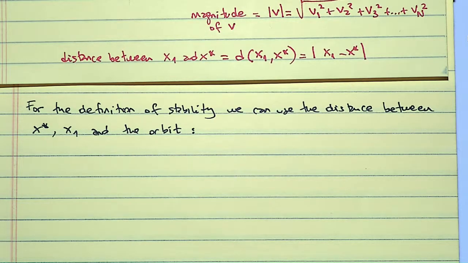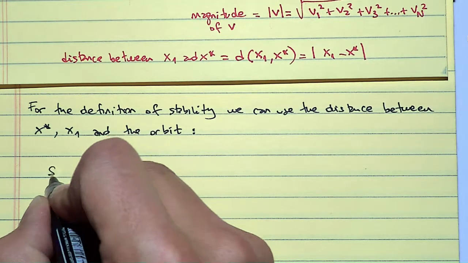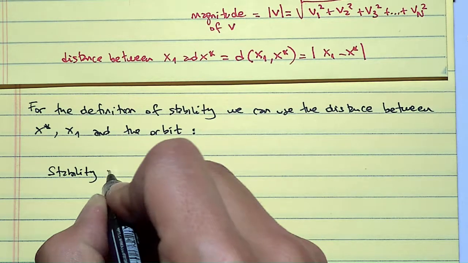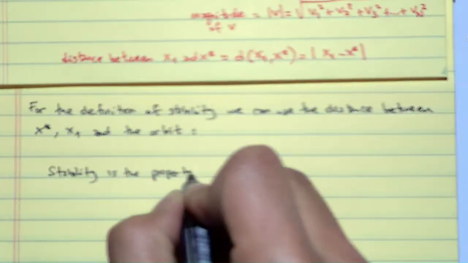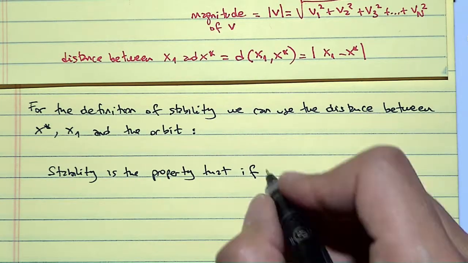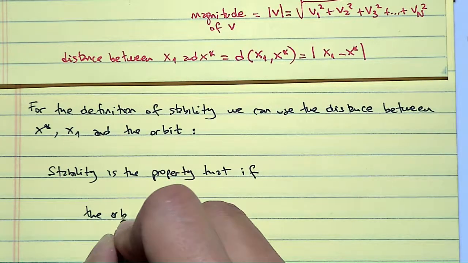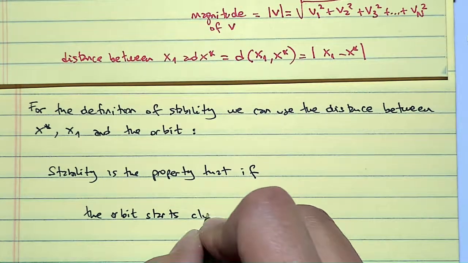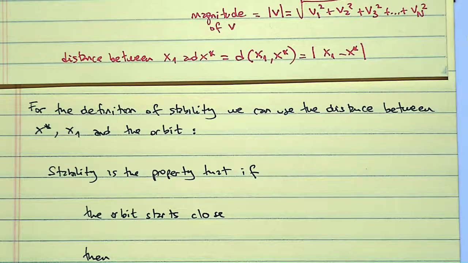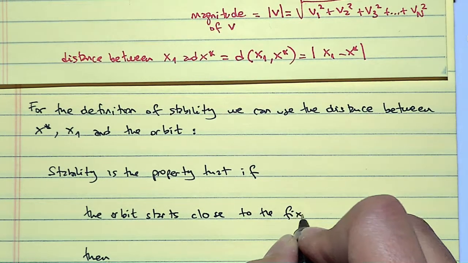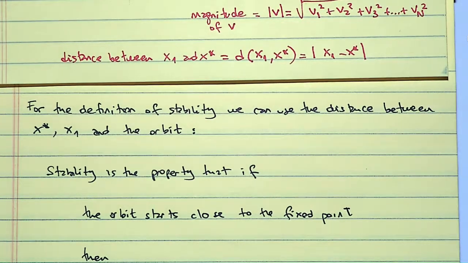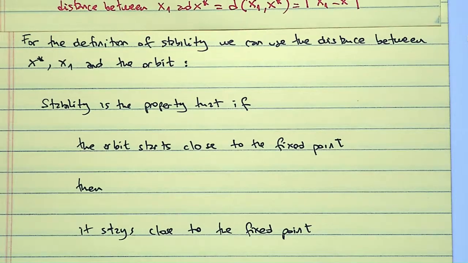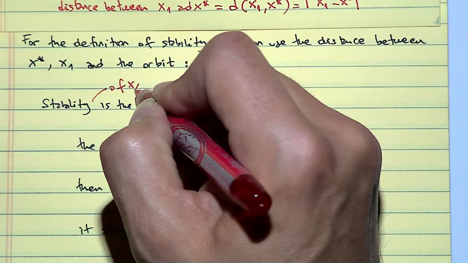So let me write again the kind of high-level definition. So stability is the property that if the orbit starts close, then it stays close to the fixed point. So we are talking about the stability of x star.